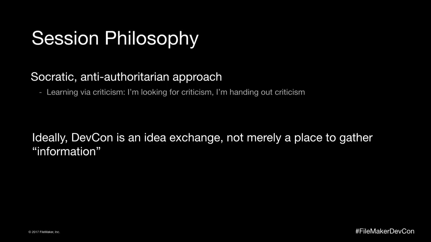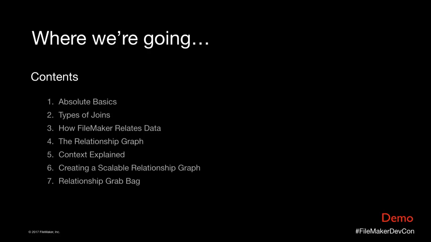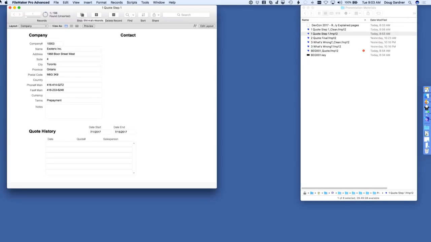All right. Let's get started with what I like to call the absolute basics. We're going to start with some real basics, and move through different elements of the relationship graph and understanding relationships in FileMaker. And if there's time, I've got my catch-all relationship grab bag at the end where I'm just going to show you a few cool things really quickly. But there's a very decent chance that we won't get there with questions, et cetera. So I'm going to just jump right in.